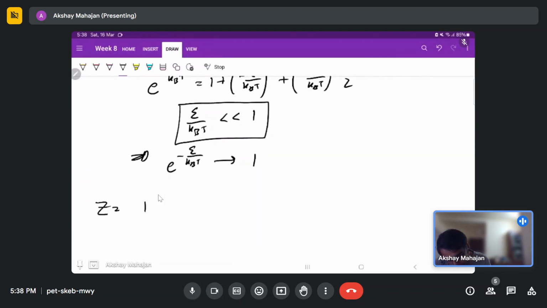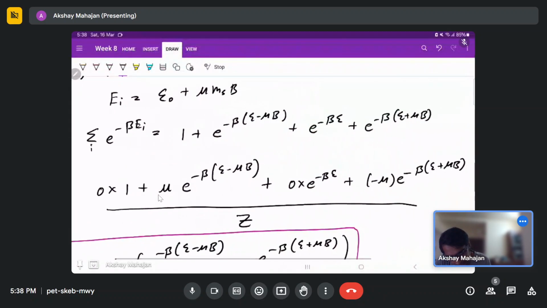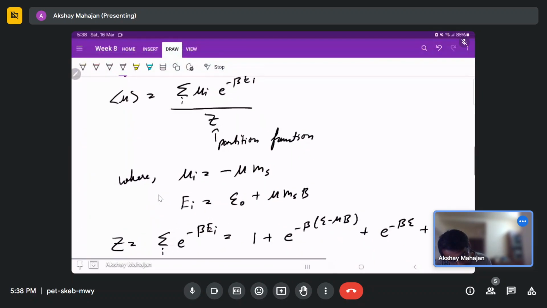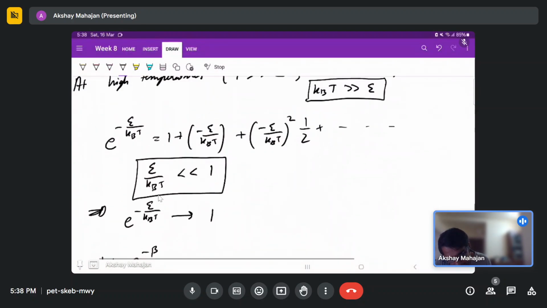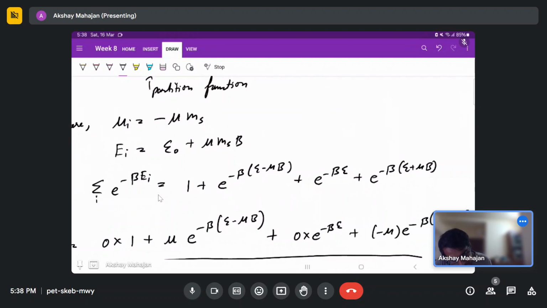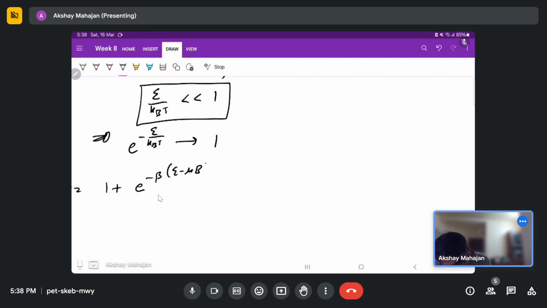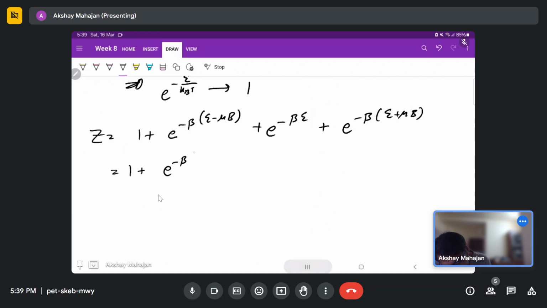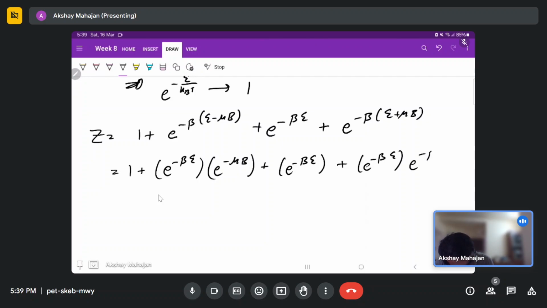If we take that limit, what will happen to our partition function? The partition function was this: 1 plus e to the power minus beta times (epsilon minus mu B) plus e to the power minus beta epsilon plus e to the power minus beta times (epsilon plus mu B). So I can write this as 1 plus e to the power minus beta epsilon times e to the power plus beta mu B, plus e to the power minus beta epsilon, plus e to the power minus beta epsilon times e to the power minus beta mu B.